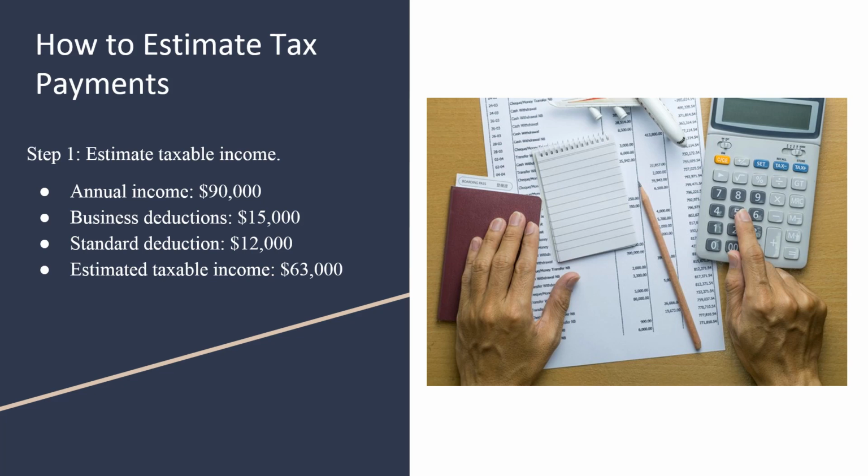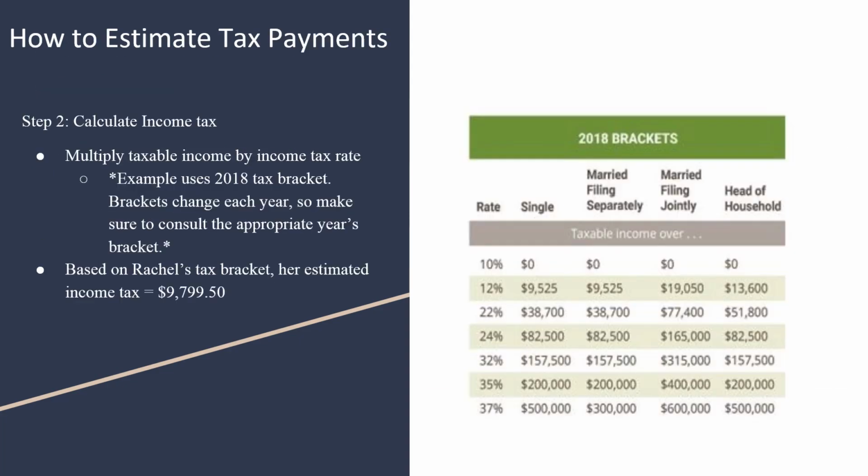This new number is Rachel's adjusted gross income. Then, she subtracts the standard deduction for single taxpayers in 2018, which is $12,000. So, her total estimated taxable income is $63,000. Next, Rachel multiplies her taxable income by her income tax rate. Based on Rachel's tax bracket, her estimated income taxes owed for the year equal $9,799.50.